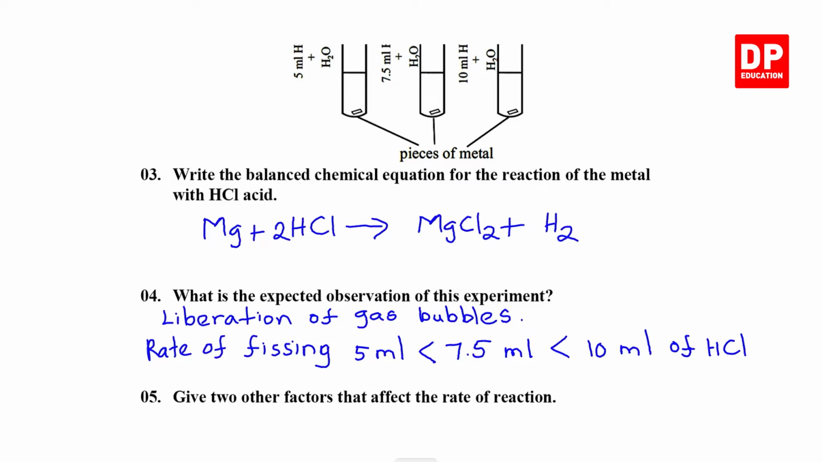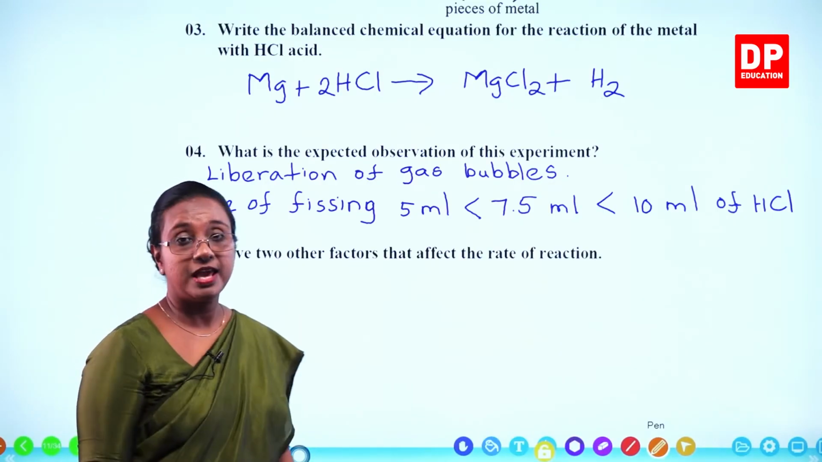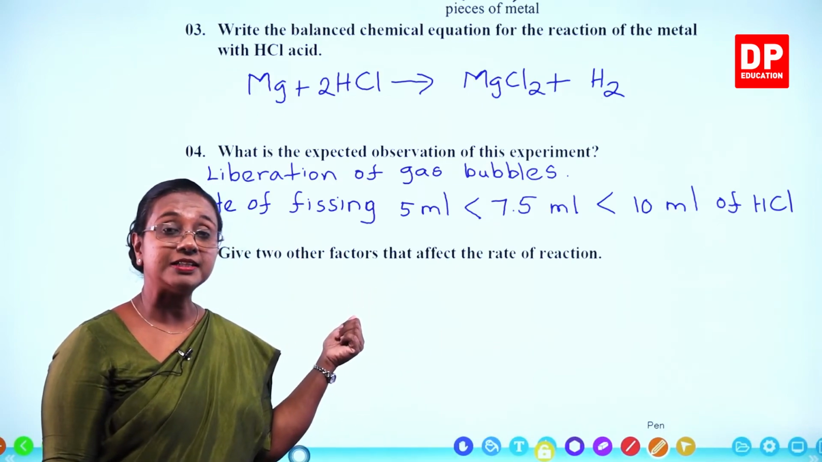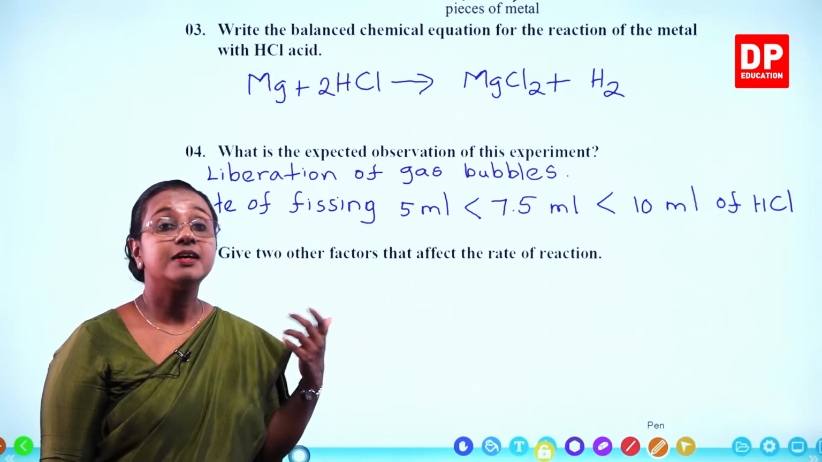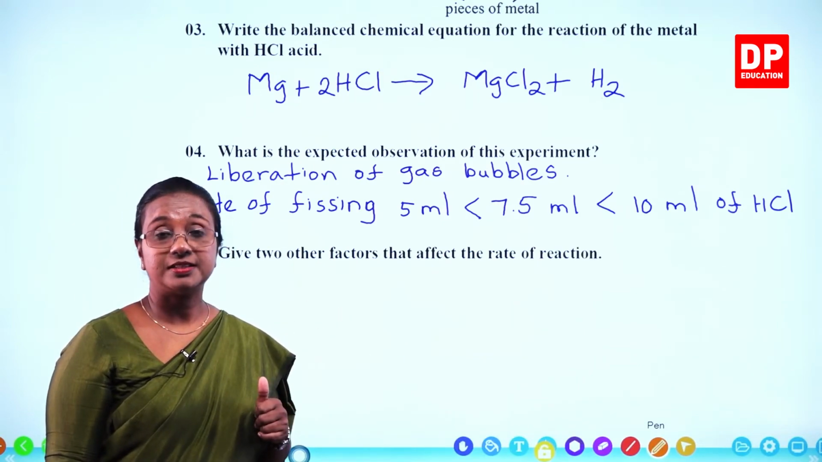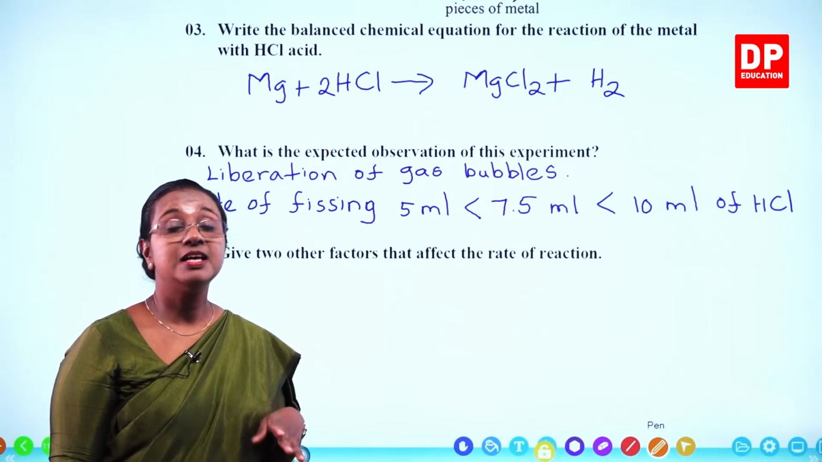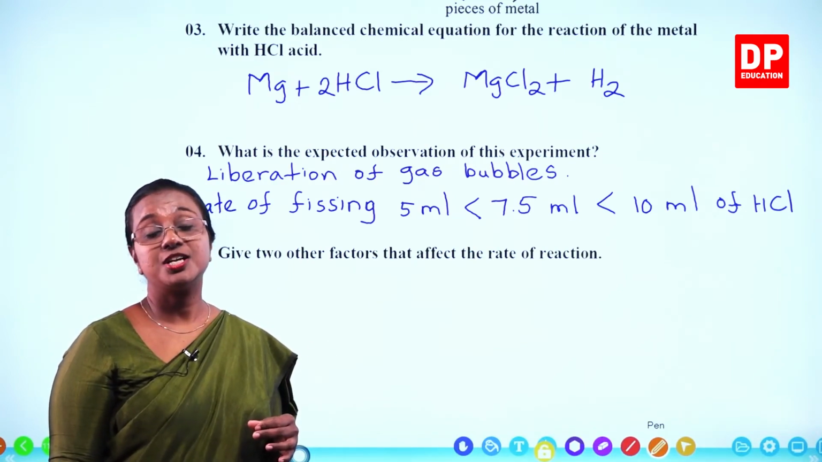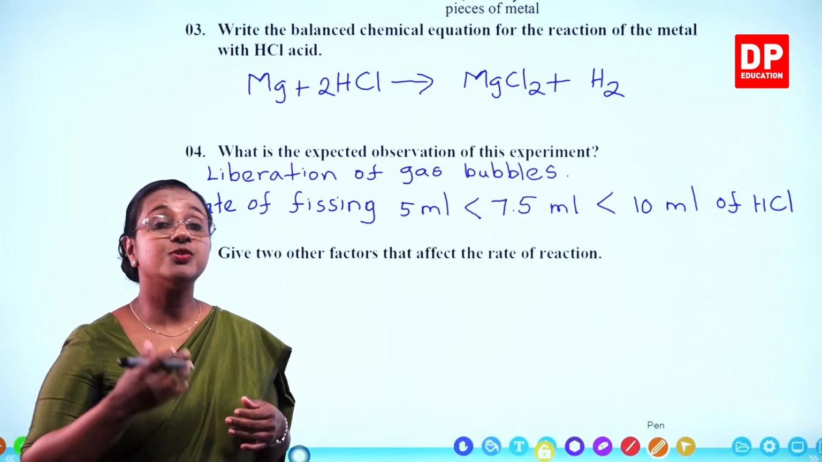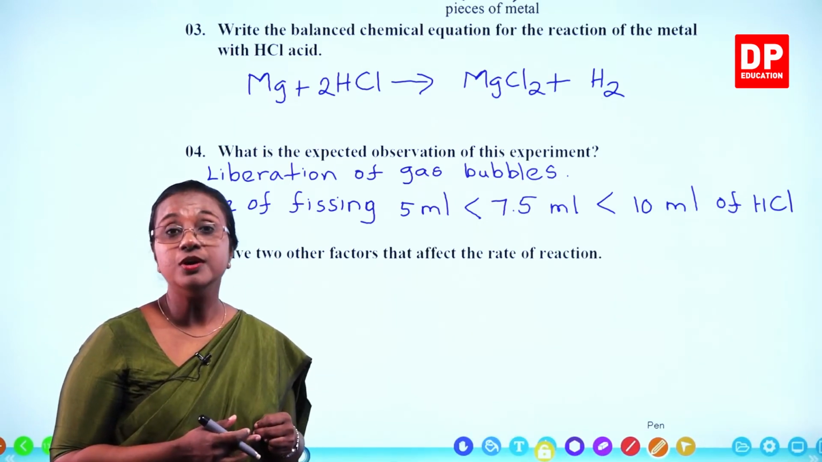Then the next one. Give 2 other factors that affect the rate of reaction. So, here what is the factor? That is concentration of reactants. What are the other 2 factors you can think of? Surface area of reactants, temperature at which the reaction takes place, and also you can say catalyst. You need to write only 2 factors.